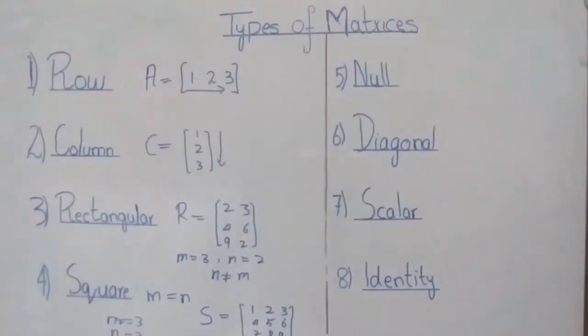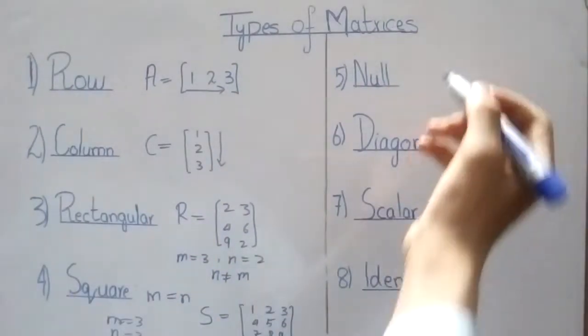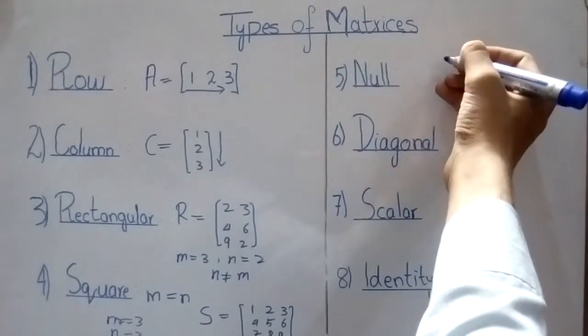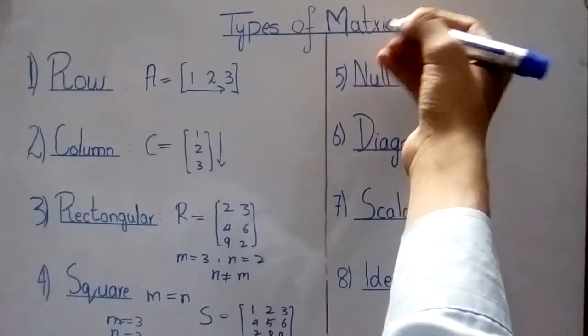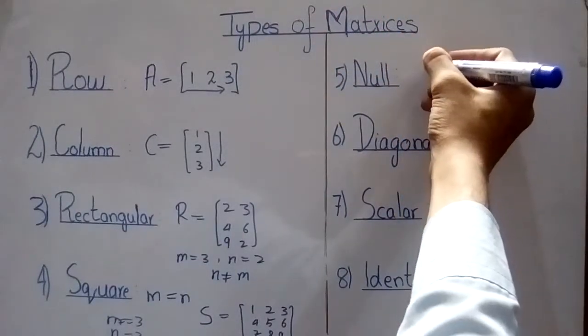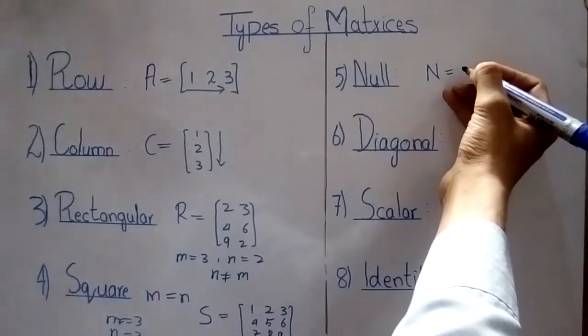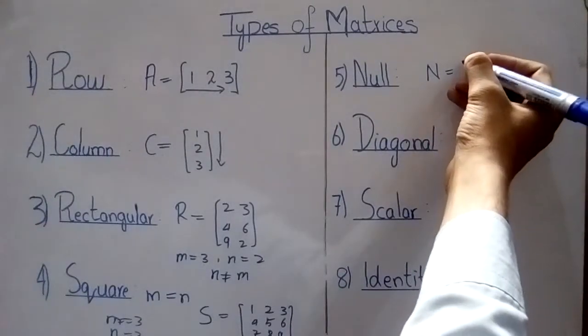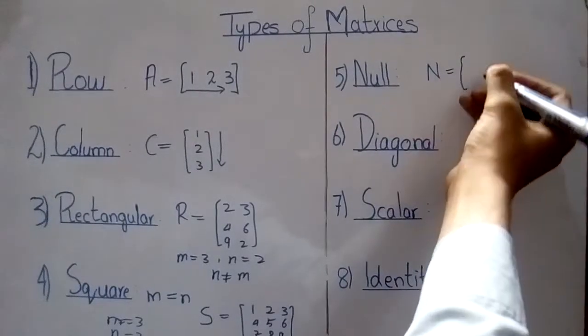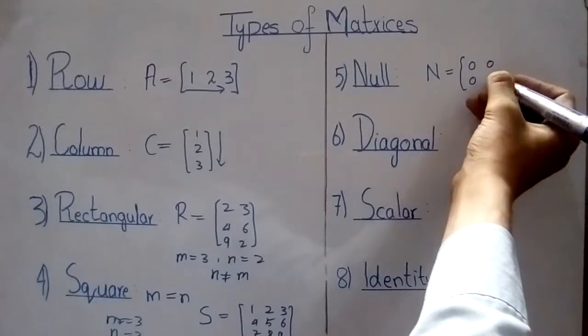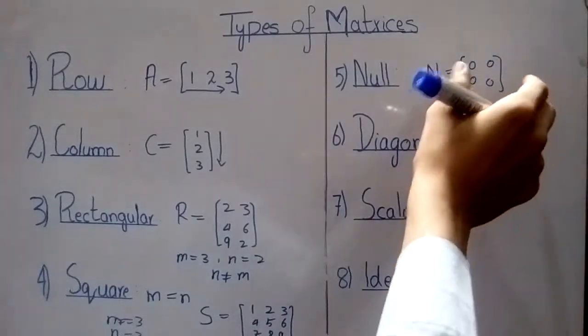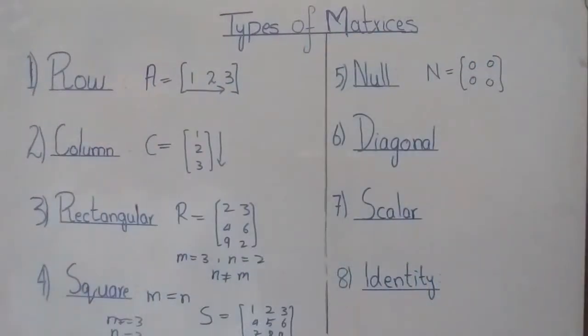On the number 5 we have a null matrix. A null matrix is the type of matrix that contains only elements 0. For example, N equals 0, 0, 0 and 0. All these entries are equal to 0. This is what we call a null matrix.